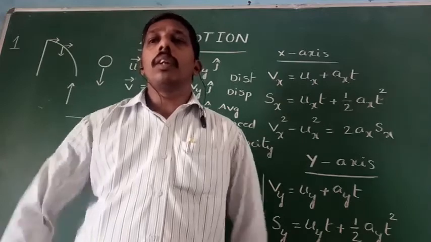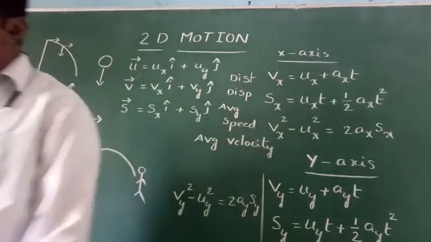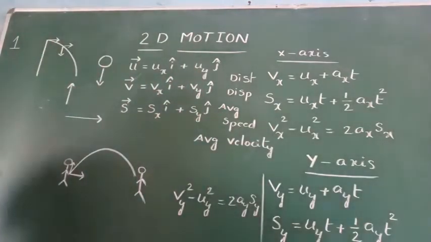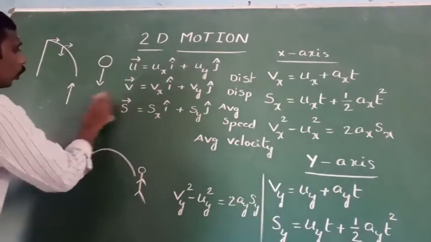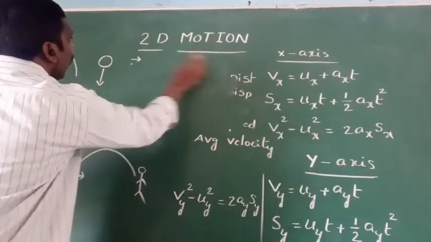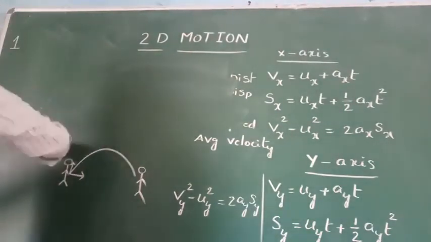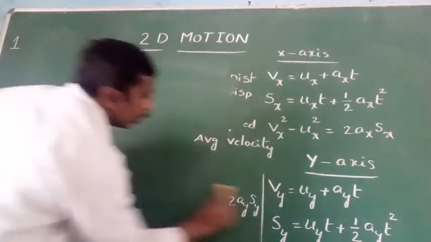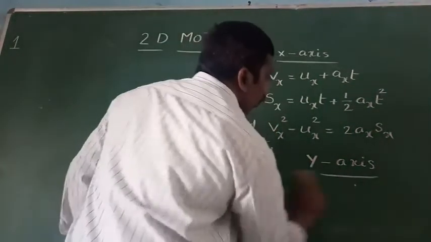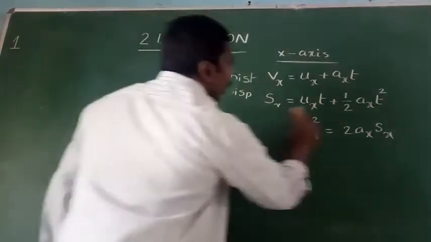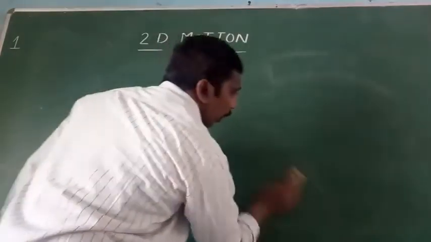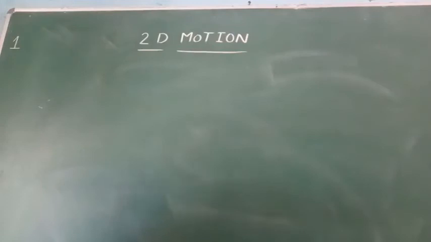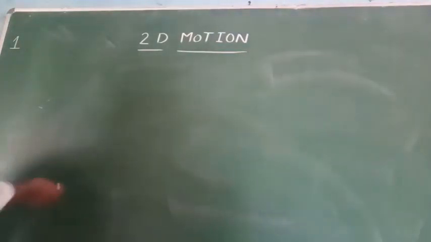Sir, in that, now we discuss projectile motion. Sir, what is meant by projectile? Projectile means any body thrown into the air making an angle theta with the horizontal. The theta is not equal to 0 degrees and 90 degrees, then that is said to be a projectile. And in two-dimensional motion, we discuss projectile motion.